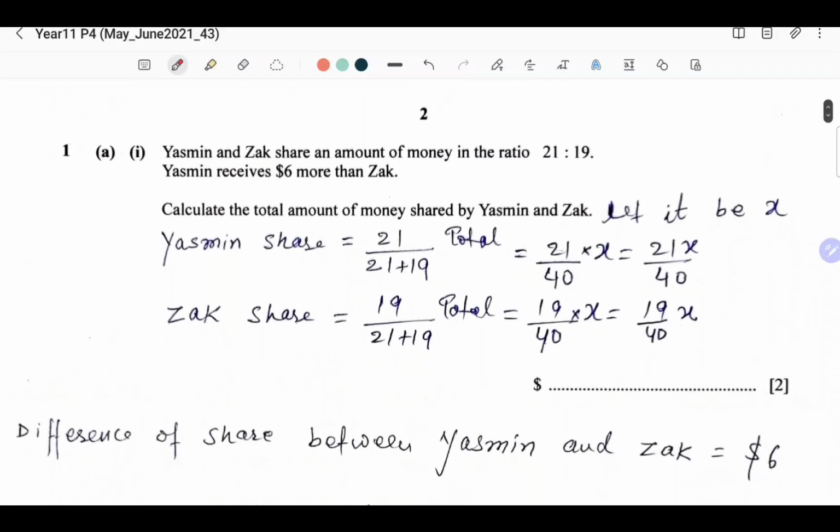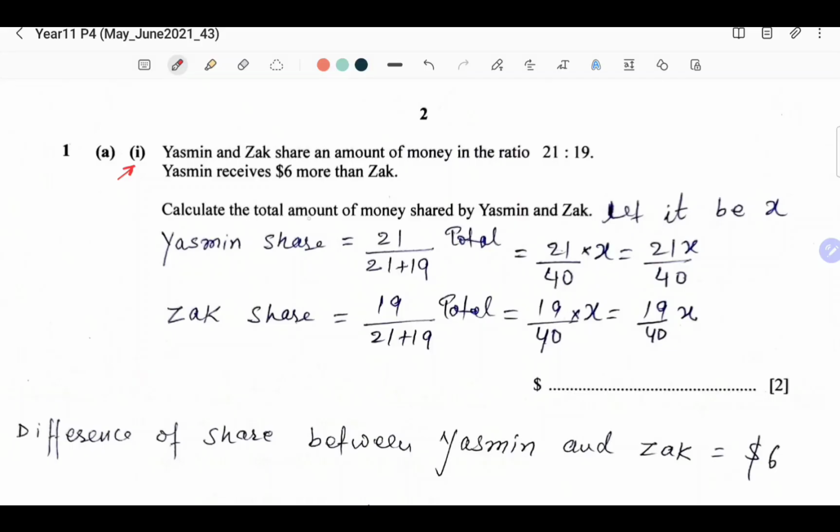And here it is, our first question. First part here. Yasmin and Zach share an amount of money in the ratio 21:19. Yasmin receives $6 more than Zach. So calculate the total amount of money shared by Yasmin and Zach.